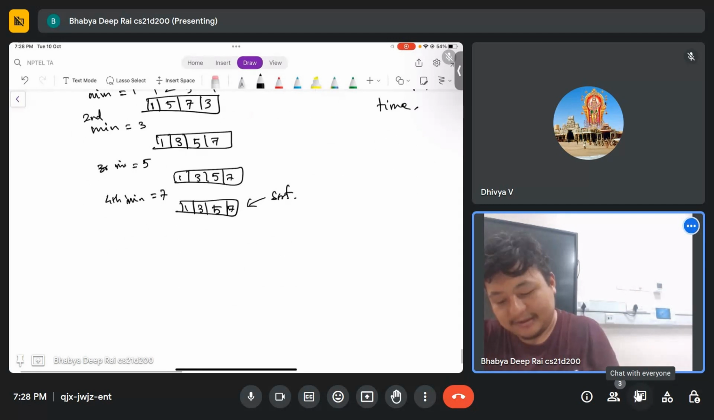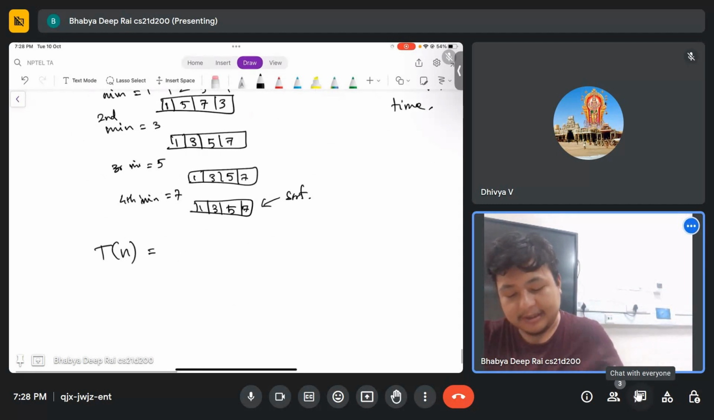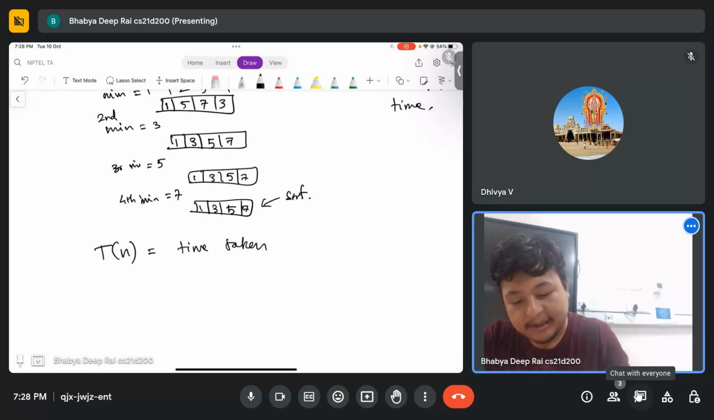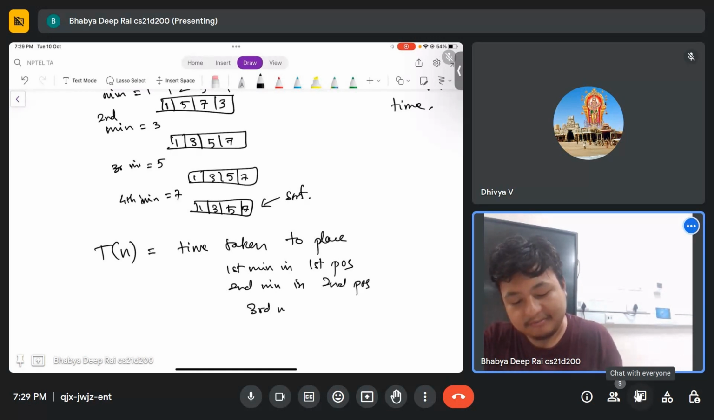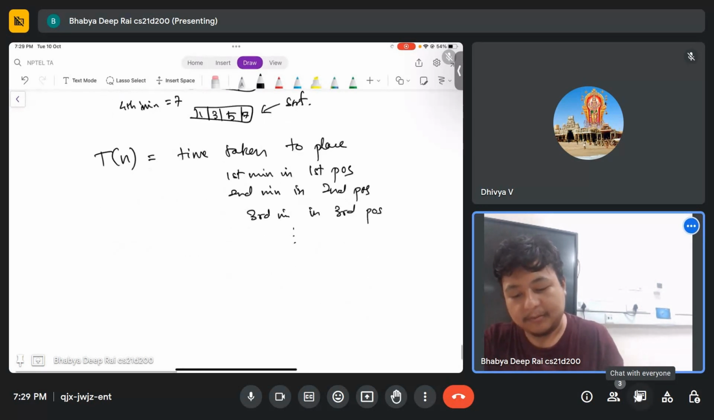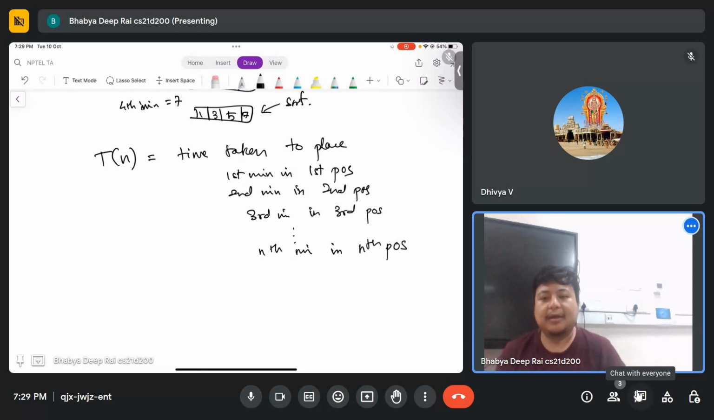So, well, the answer is as follows. Let T of n denote the time taken to place the first minimum in the first position, the second minimum in the second position, the third minimum in the third position, and so on, up to the nth minimum in the nth position. This is how much time it took, right?